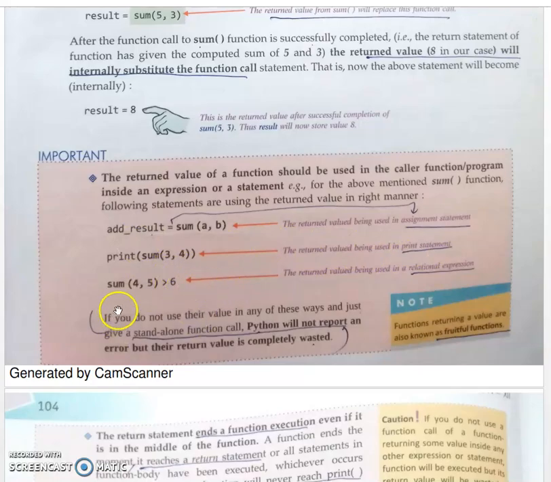In Python, if you do not use the value in these ways and just give a standalone function call, Python will not report an error, but the return value is completely wasted. If you do not use the return value, you are completely wasting it.